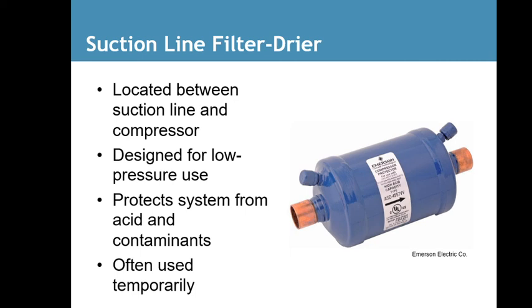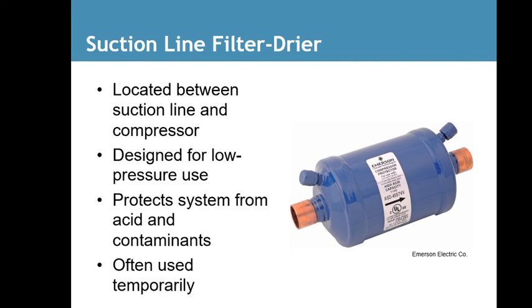Last but not least, a filter line dryer. It's located between the suction line and the compressor. It's designed for low pressure use. It protects the system from acid and contaminants, often used temporarily. Most manufacturers say you're not supposed to leave these on, and the reason why, they plug up easily.